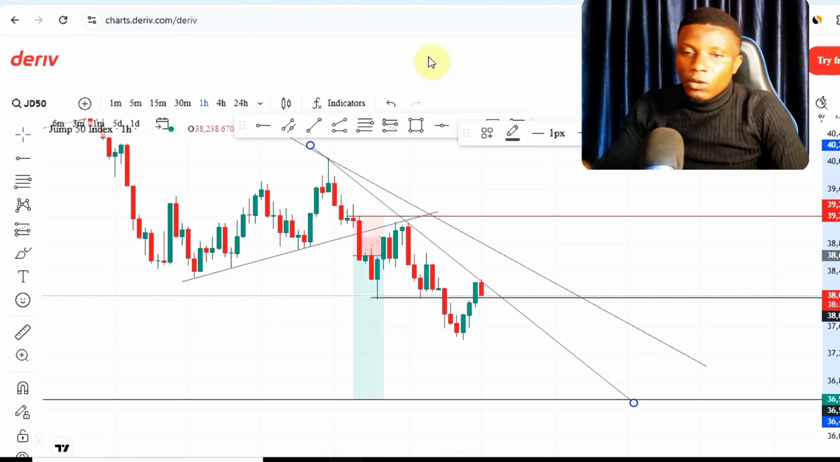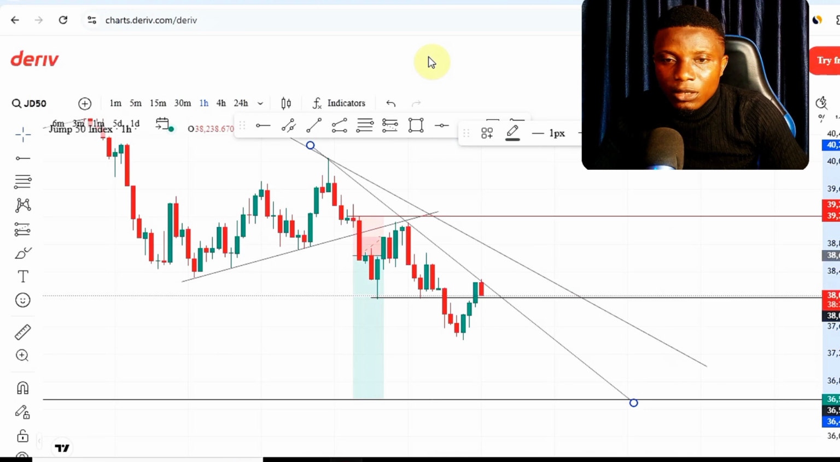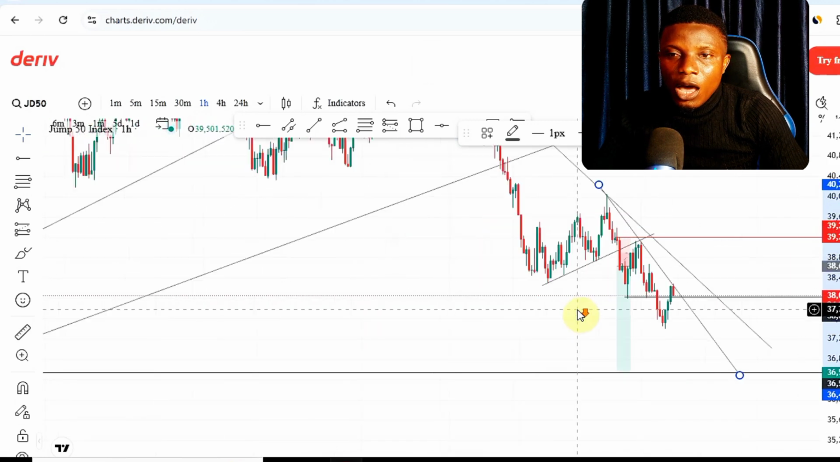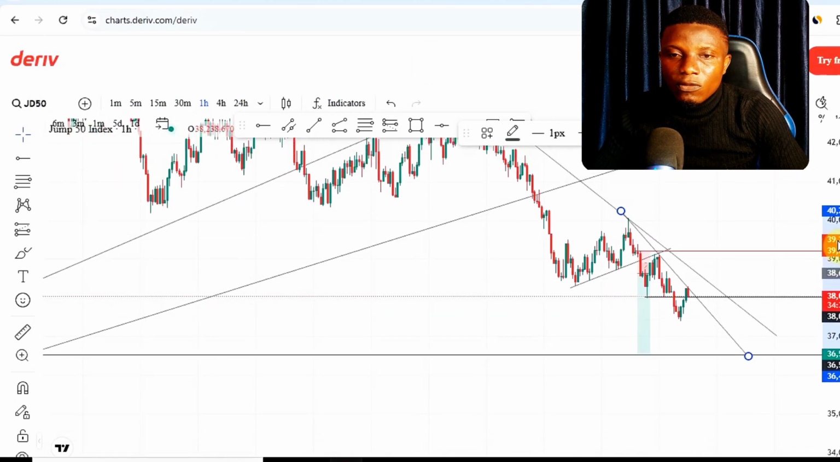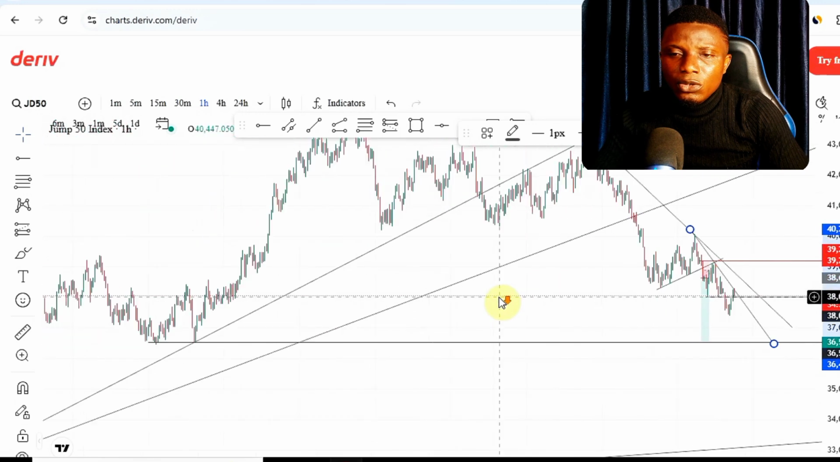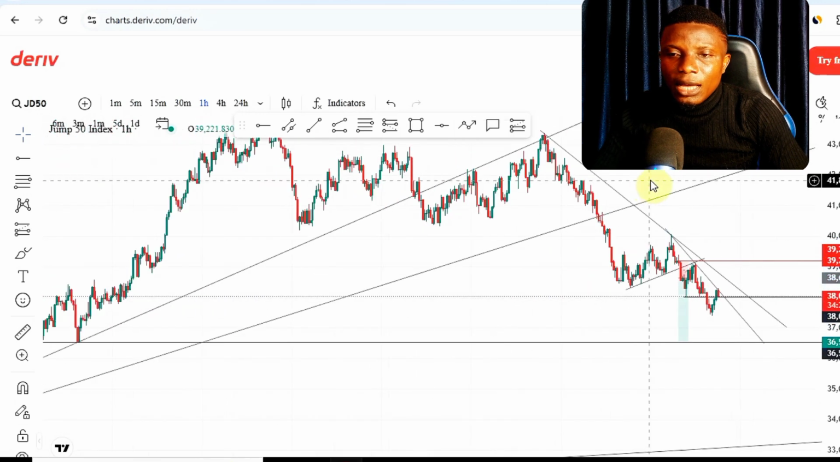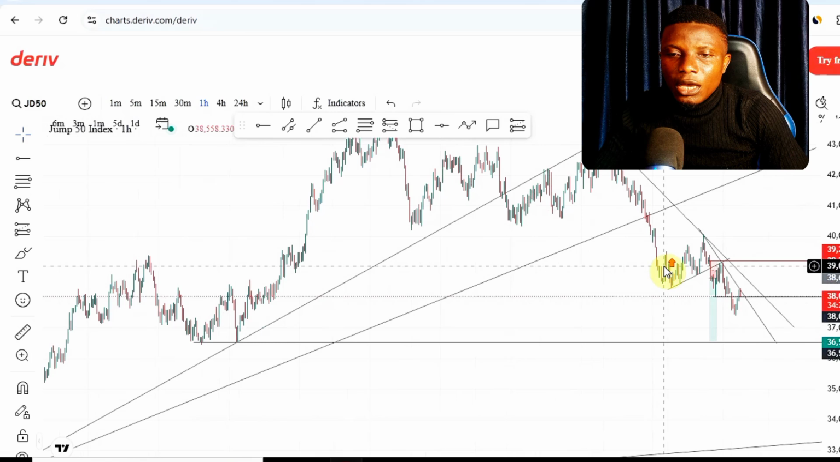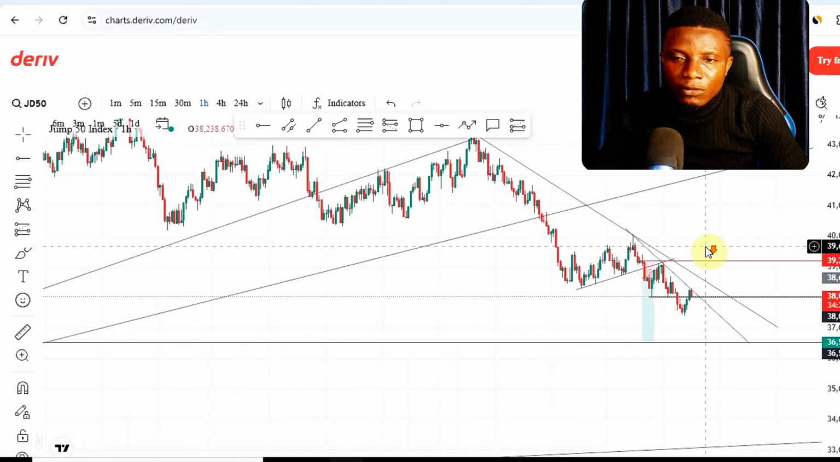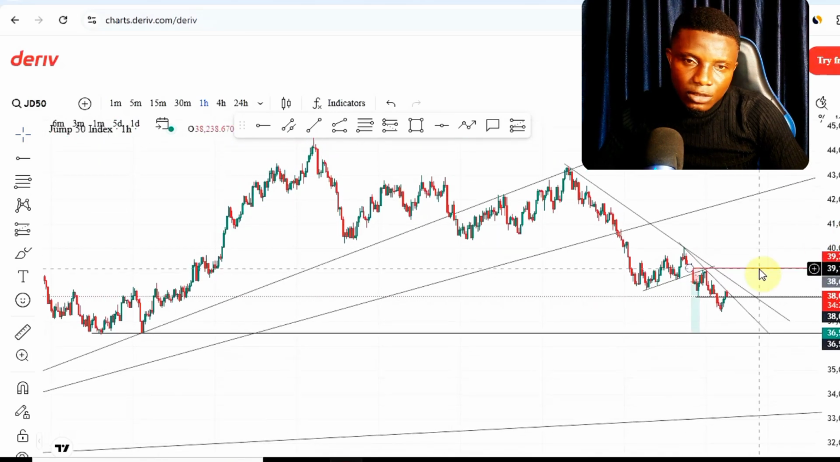So guys, what you're seeing right here is Jump 10. As you can see right now, I'm already in profit, just as I've shown you earlier. We're already in a massive profit. Now, how were we able to get all of this? How were we able to enter this trade where we entered? And as you can see, the trade is already heading towards our TP level. So guys, it's very easy.